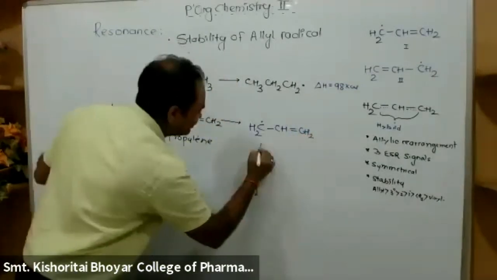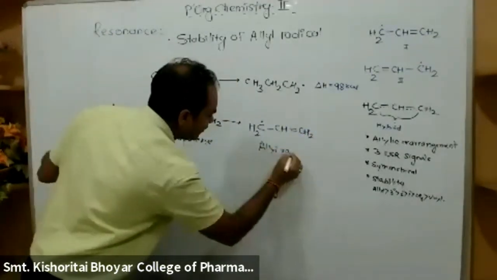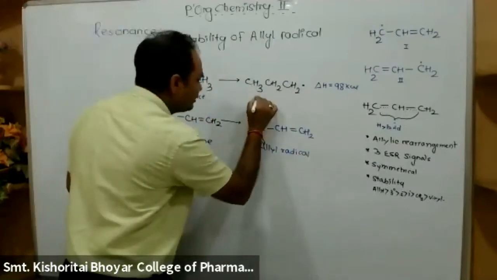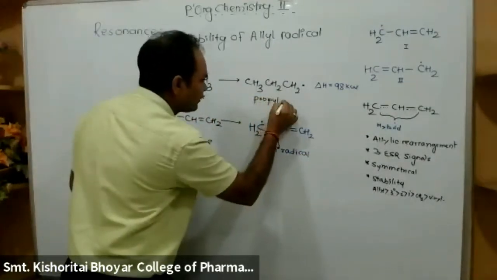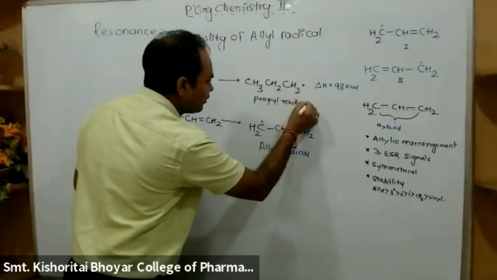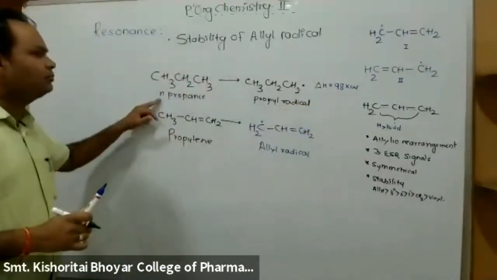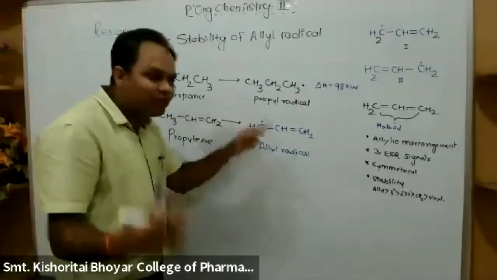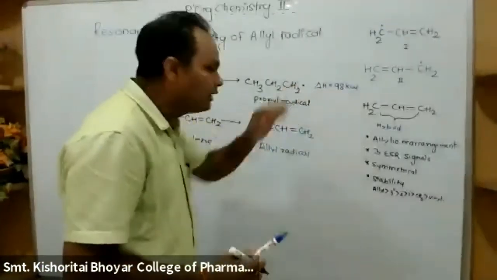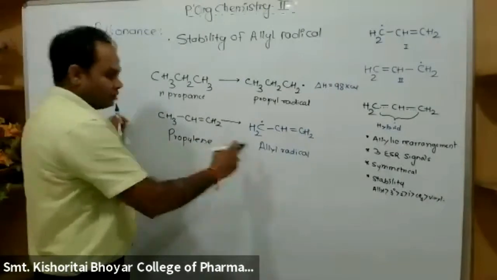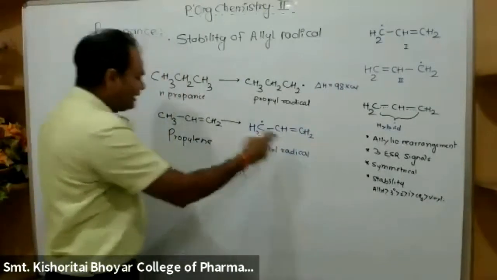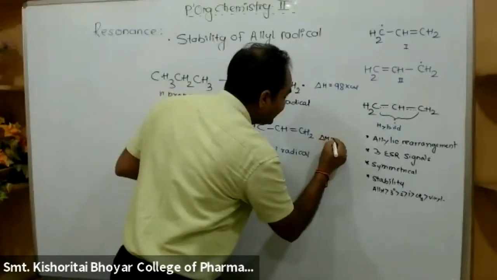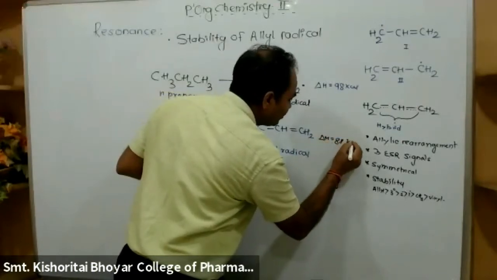This is called the allyl radical. In the previous case, you will get the propyl radical. So when the dissociation of n-propane takes place to yield a radical, that is called a propyl radical, it requires 98 kilocalorie of energy, and to generate the allyl radical from the propylene molecule, it requires an energy of delta H equal to 88 kilocalorie.